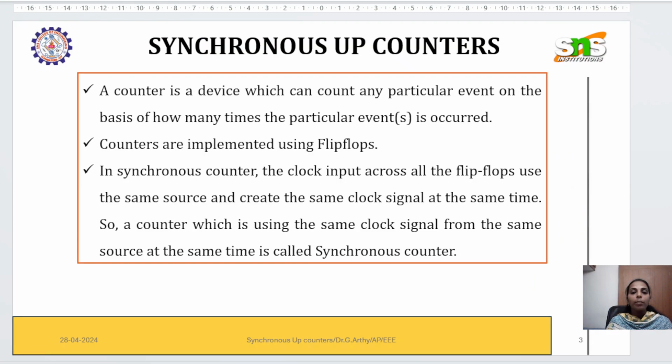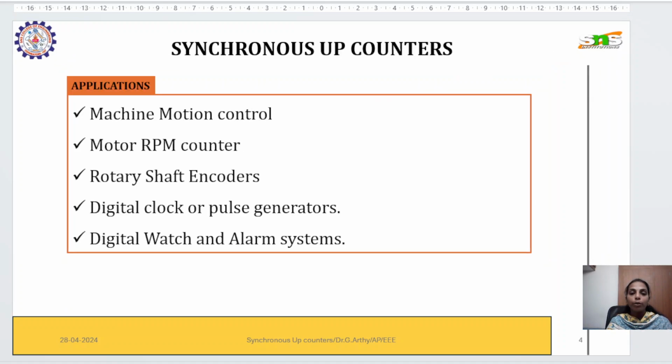Now a synchronous up counter is a device which can count any particular event on the basis of how many times the particular event has occurred. Counters are implemented using flip-flops. In a synchronous counter, the clock input across all the flip-flops uses the same source, and the clock is evenly distributed to all the flip-flops.